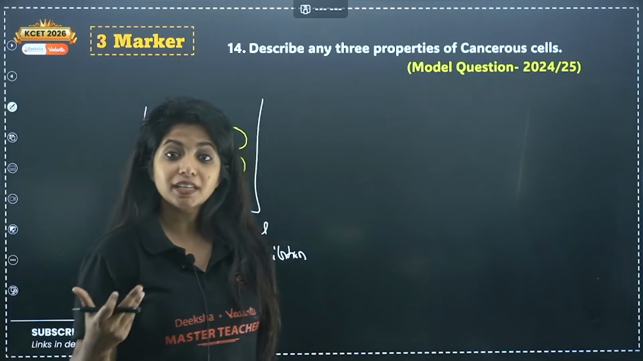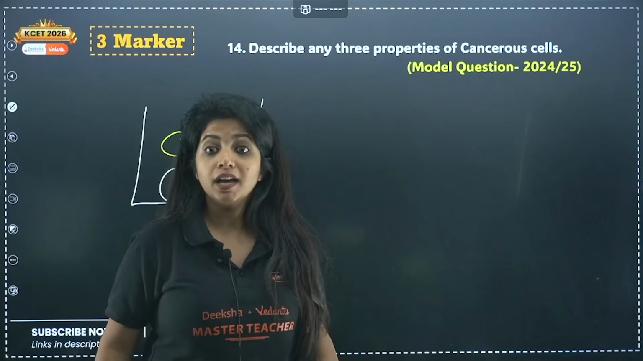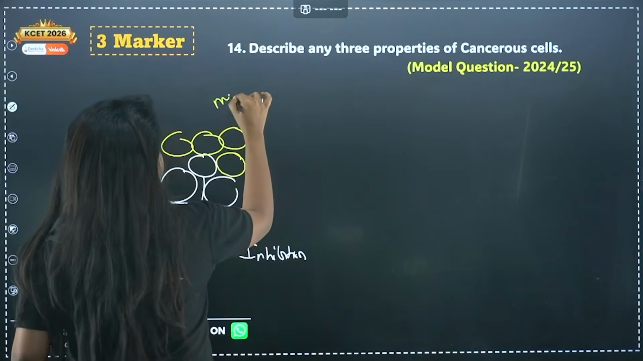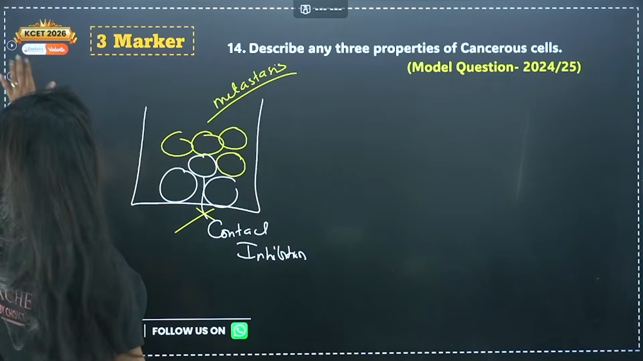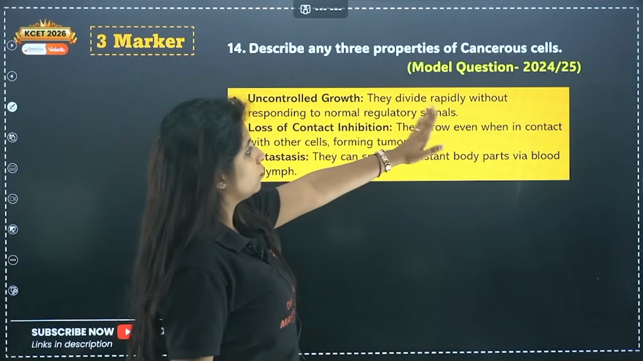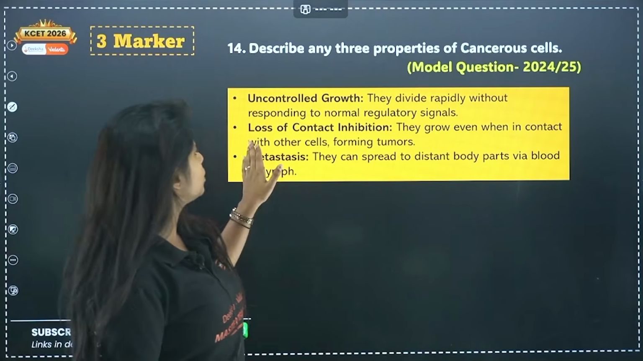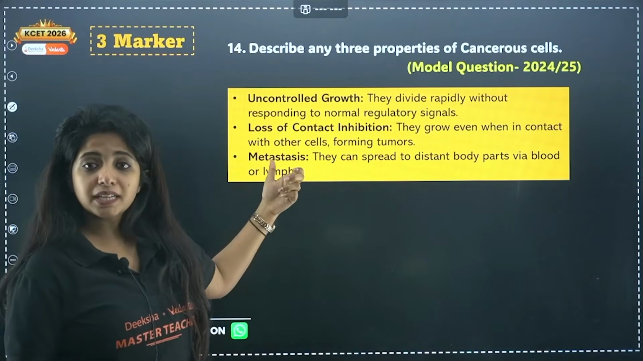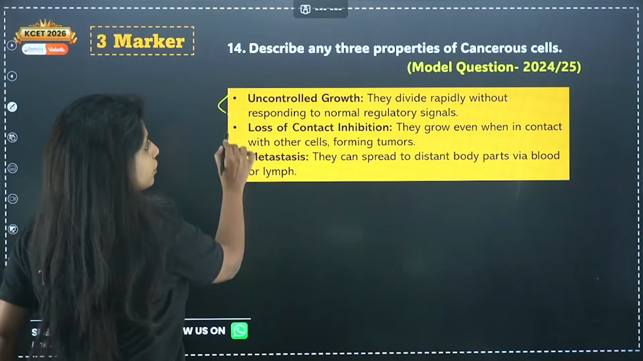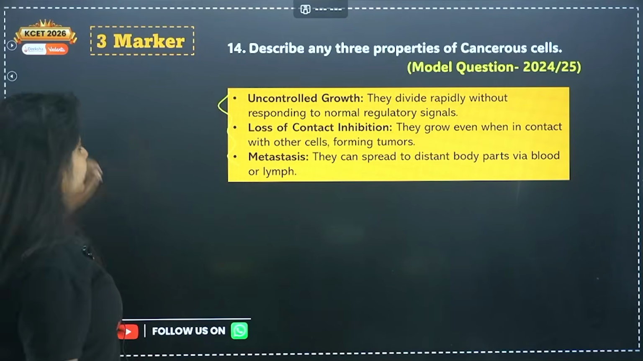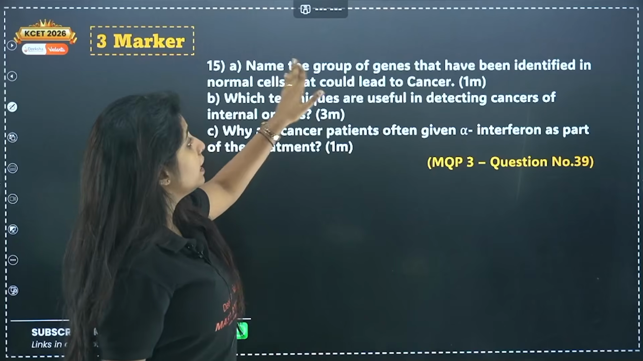Apart from that, you might have seen that with cancer cells, even though we have removed them from here, they have traveled to other places in our body. You call this feature metastasis. So metastasis is also one feature that you need to know. So uncontrolled growth: they divide rapidly without responding to normal regulatory signals. Loss of contact inhibition: they grow even when in contact with other cells. And metastasis: they can spread to distant body parts via the blood or the lymph. So these are the three features that you need to write. Okay. Now, name the group of genes that have been identified in normal cells that could lead to cancer.